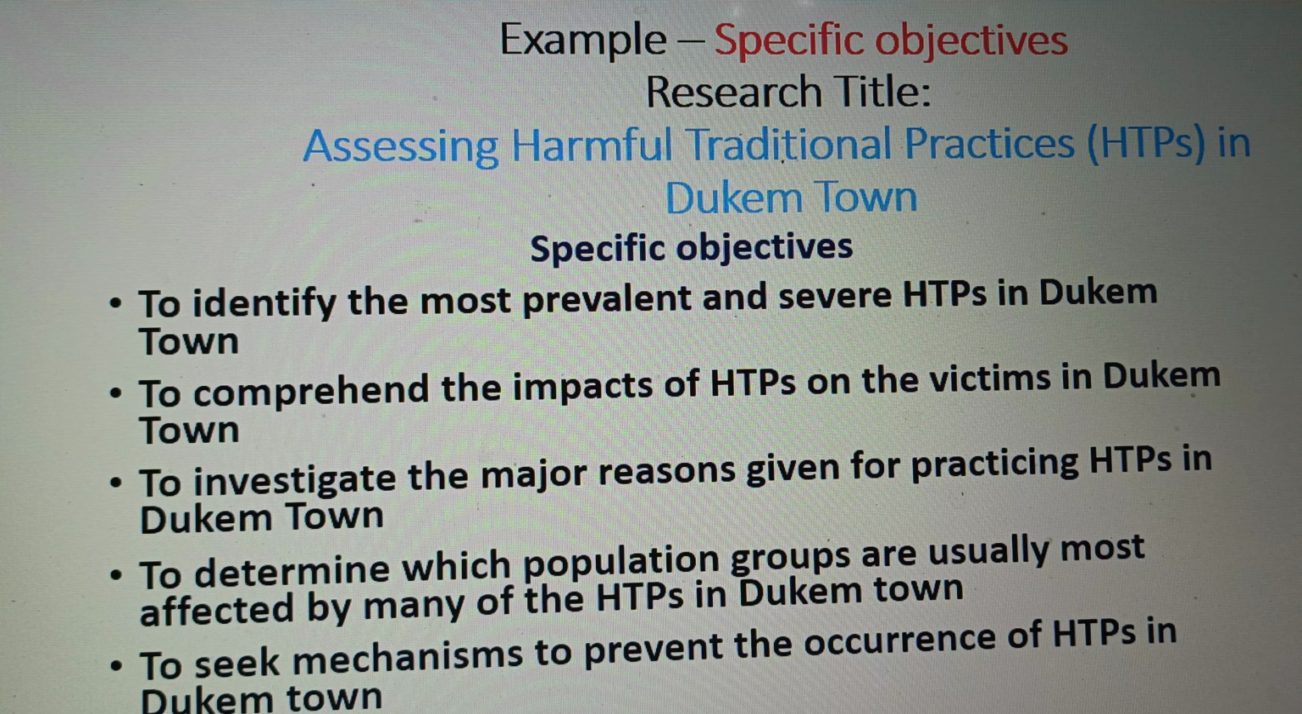The fifth specific objective of this study may be to seek mechanisms to prevent the occurrence of HTPs in Dukem Town. That means after identifying the prevalent and severe HTPs in that specific town, as a researcher, you should put forward mechanisms to prevent the occurrence of these HTPs, or a means of mitigating their occurrence. So these are the objectives of the research.